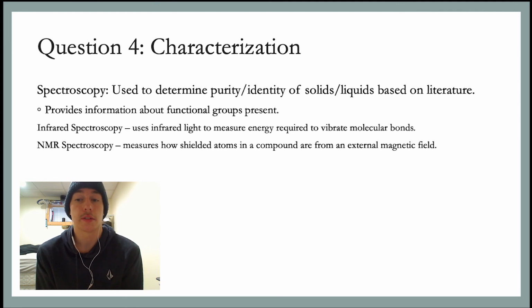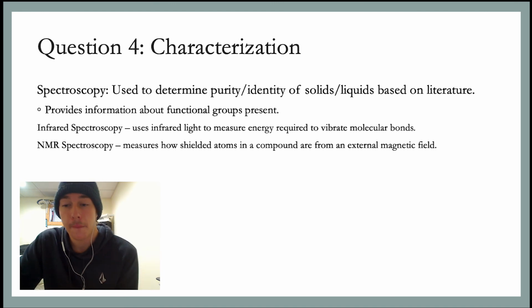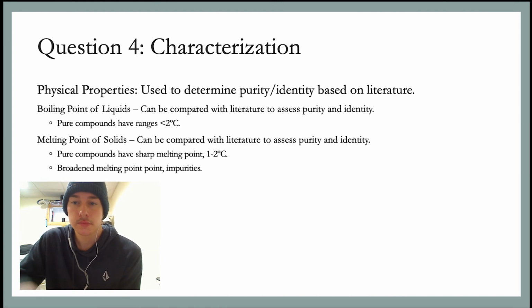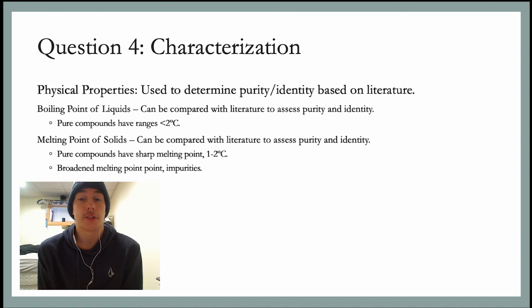NMR, or nuclear magnetic resonance, measures how shielded atoms in a compound are from an external magnetic field, and plots the data on an NMR spectrum. The chemical shifts displayed on an NMR spectrum can be compared to literature values to determine functional groups. The final method of characterization is using experimentally measurable physical properties of compounds. These can be used to determine the purity of a compound and its identity based on comparison with literature data.